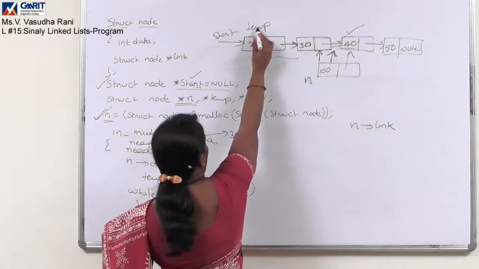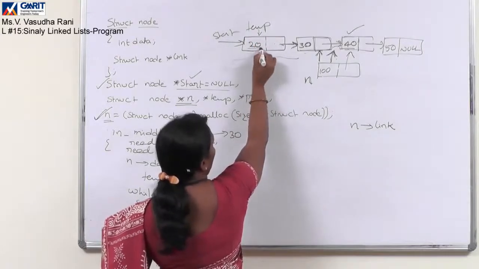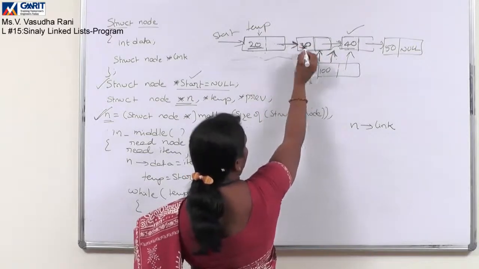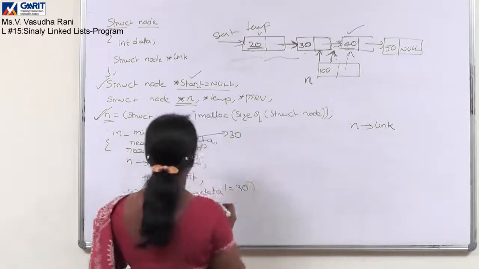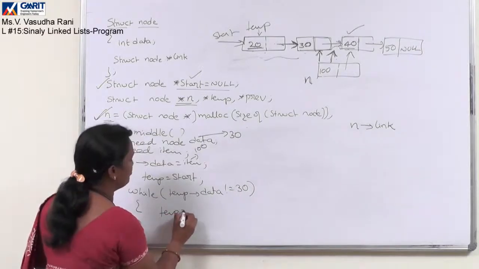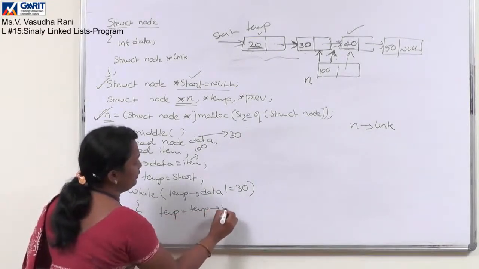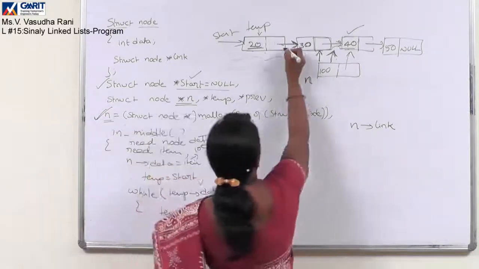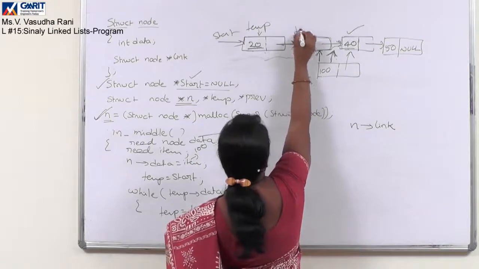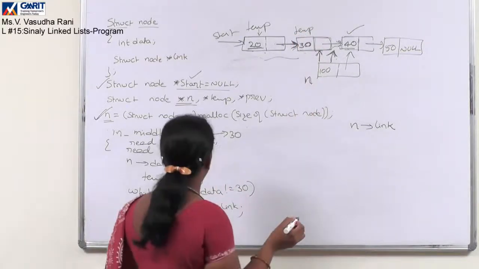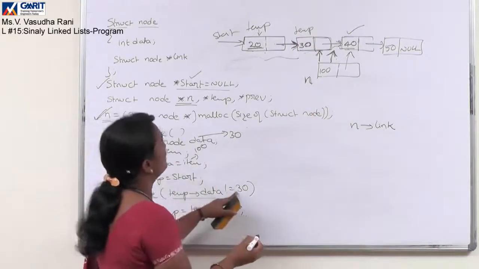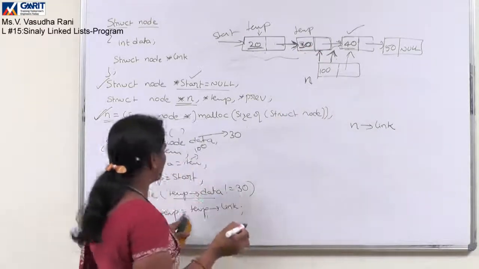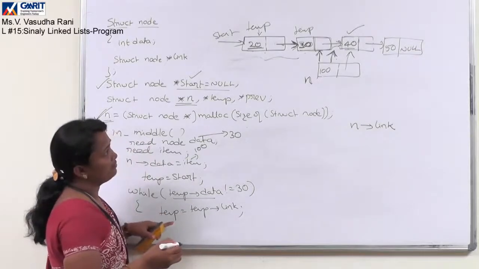First temp is this. Is temp data 30? No, this is not. So we have to move to the next node. How to move to the next node? It is by making temp equal to temp link. You can move to the next node. Now after executing that, this will be your temp. Now temp data, if you observe, is equal to 30. So you have reached your location. Like this you have to traverse.